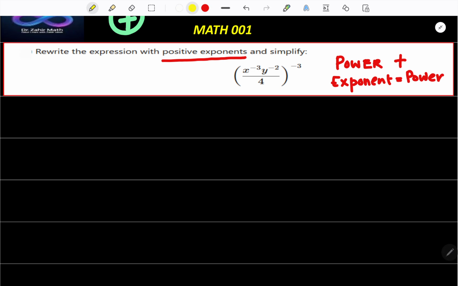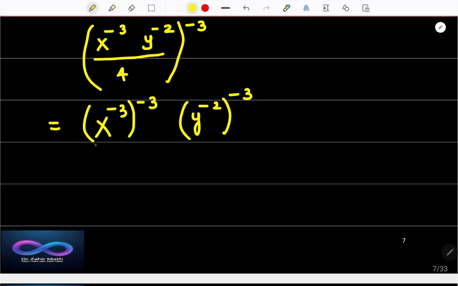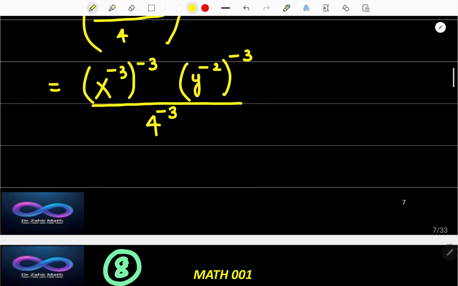Yes. What is the question? x to the power of minus 3, y to the power of minus 2, divided by 4 to the power of minus 3. How can I write this one? I can write x to the power of minus 3 to the power of minus 3, y to the power of minus 2 to the power of minus 3, and in the down also it will go 4 to the power of minus 3.